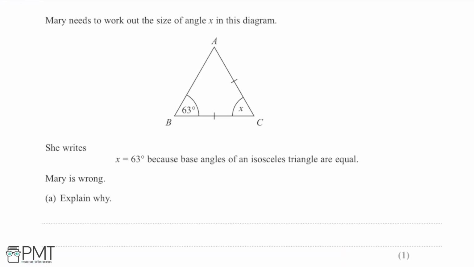So in this question, I'm told that Mary needs to work out the size of angle X in this diagram. So we have the triangle here, triangle ABC, and we have angle X here. And then the angle ABC is 63 degrees. And then we're told that she writes X is equal to 63 because base angles of an isosceles triangle are equal. Mary is wrong, and we're asked to explain why she's wrong here. So this question is worth 1 mark, so we're just going to be looking to state a short reason as to why she is incorrect.